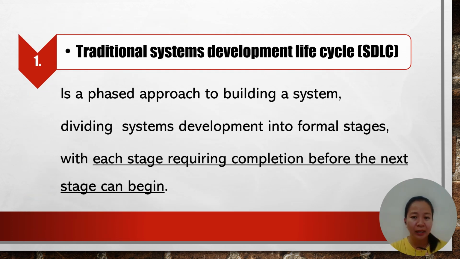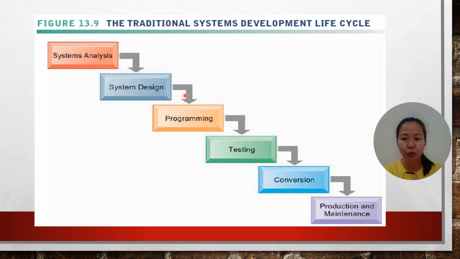Traditional systems development life cycle is a phased approach to building a system, dividing systems development into formal stages, with each stage requiring completion before the next stage can begin. SDLC, or the Systems Development Life Cycle, is the oldest method for building systems, which requires that information systems be developed in formal stages. So the stages must proceed sequentially and have defined outputs. It requires formal approval before the next stage can commence.